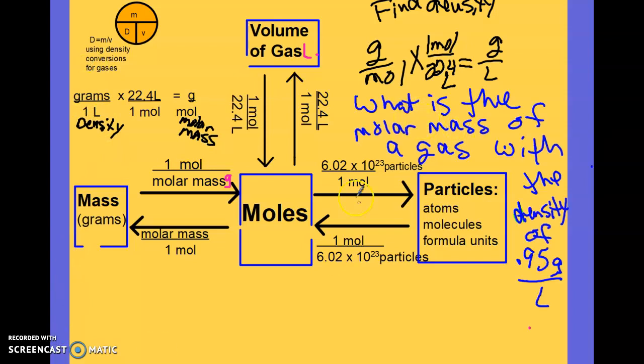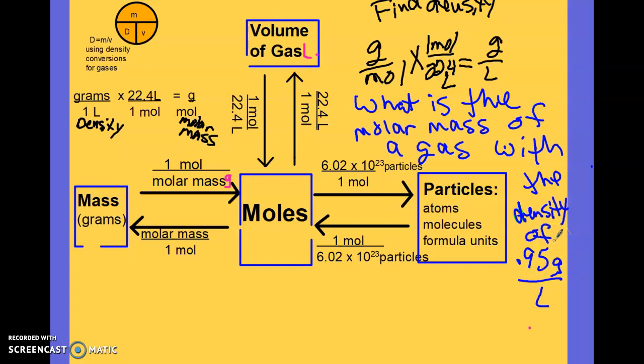All right, so here's my question. What is the molar mass of a gas with the density of 0.95 grams per liter? So the first thing I think that's alarming sometimes for students is, oh my gosh, I don't even know what gas this is. Well, guess what? It doesn't even matter. One thing you should always remember, though, is that the density of a gas is expressed in grams per liter.